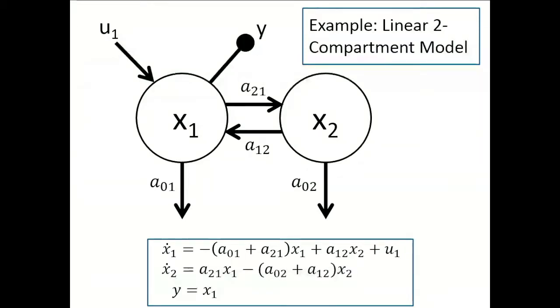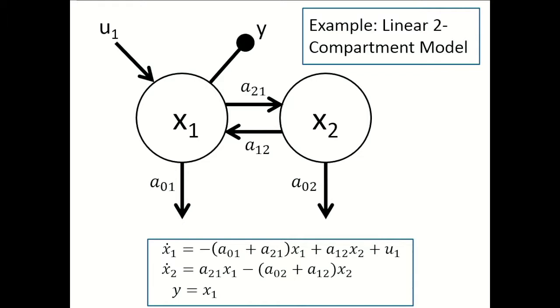Then we have these two exchange rates, A12 and A21. These are unknown parameters. These are constant rate parameters, and they represent the rates of transfer from one compartment to another compartment. And then we have these leak rates, again unknown parameters, A01 and A02. Again, these represent rates of transfer from those compartments to outside the system. And finally, we have our output Y, our measured drug concentration in the blood.